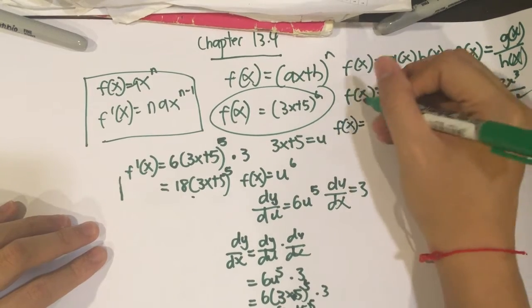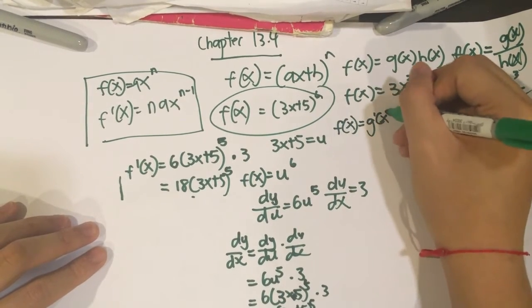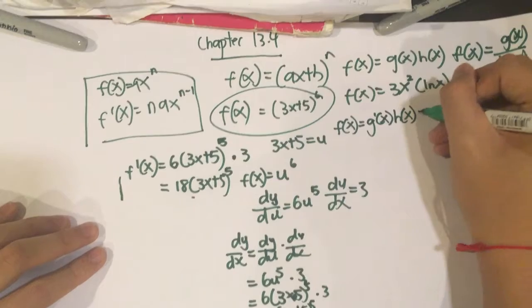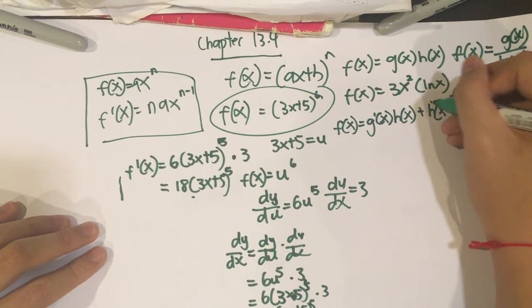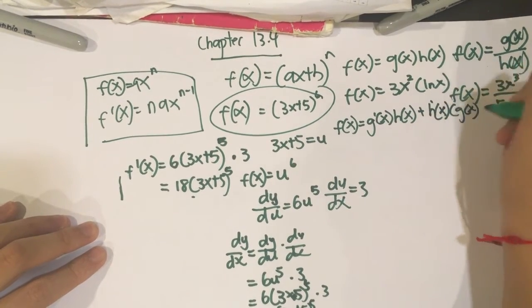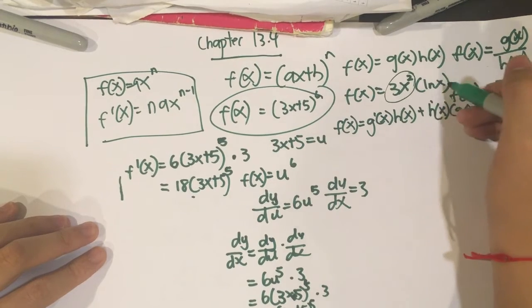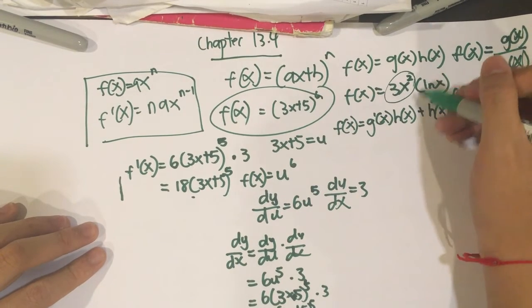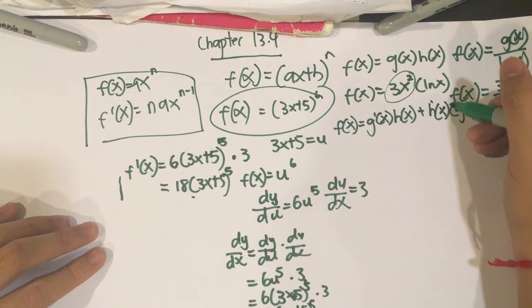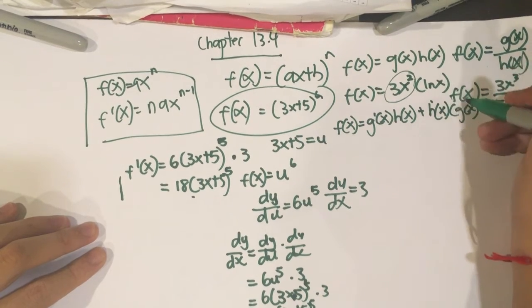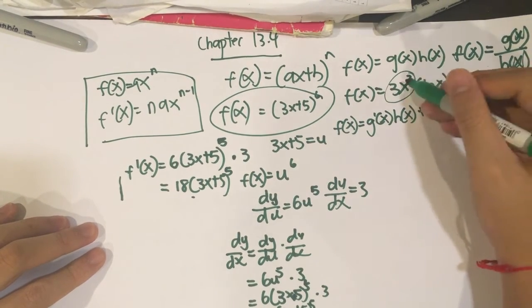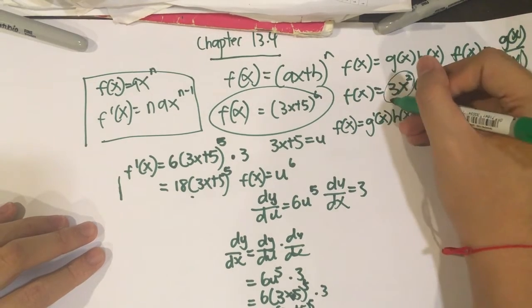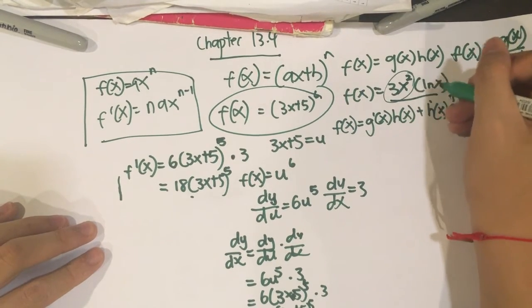And for g(x) times h(x), I want to have this in this form: f'(x) = g'(x)h(x) + h'(x)g(x). So we take the derivative of one function and leave the other one the same, and add on the derivative of the other function multiplied by the original function of this one. Suppose we have this function 3x squared times ln x.